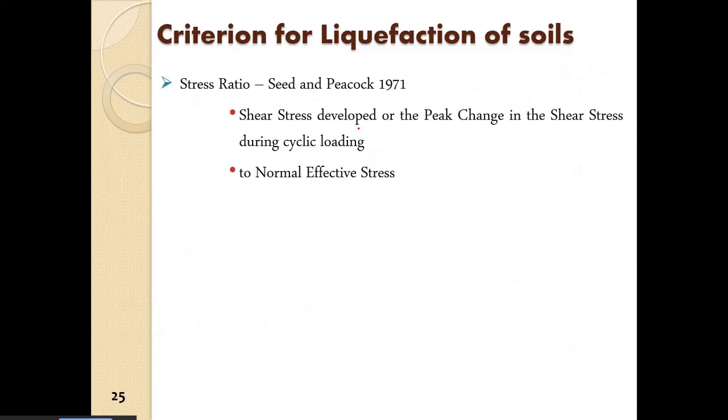So Seed and Peacock defined a ratio. The first ratio that they defined was the shear stress developed, or the peak change in the shear stress during cyclic loading, to the normal effective stress. That is the first criterion. In fact, the first and second criteria are almost similar, so I have clubbed them together.